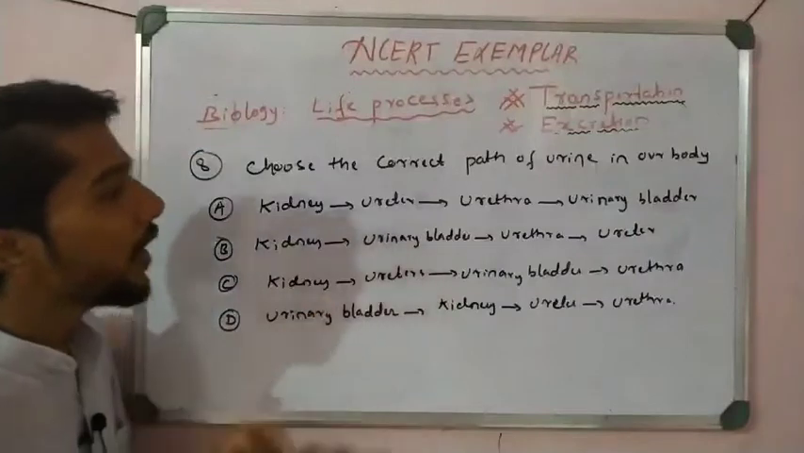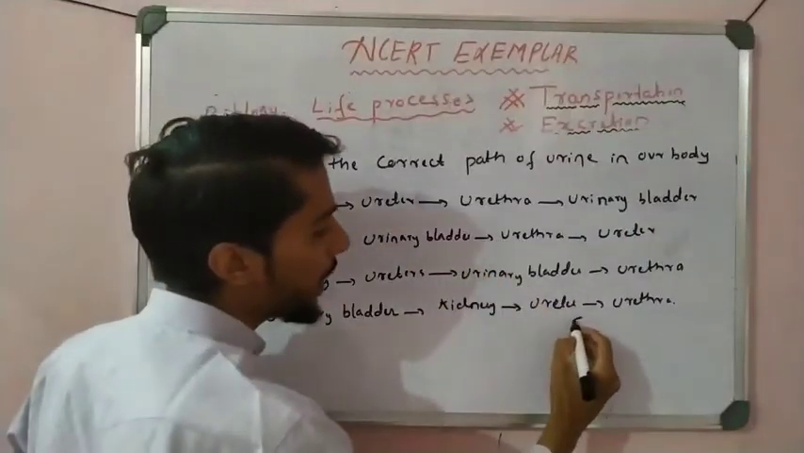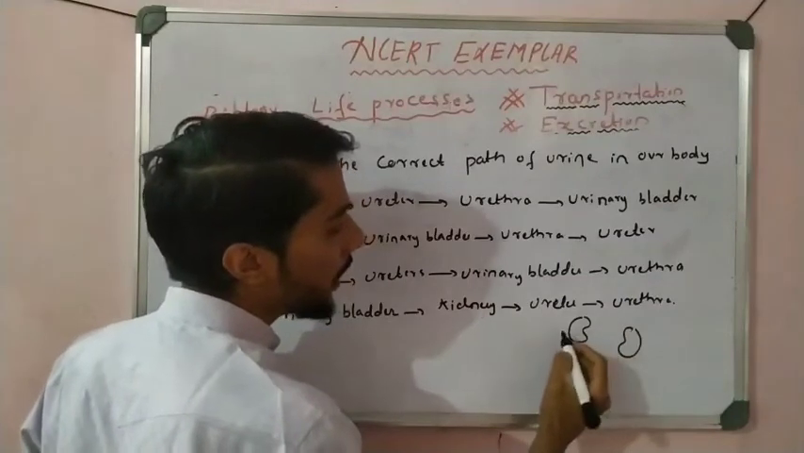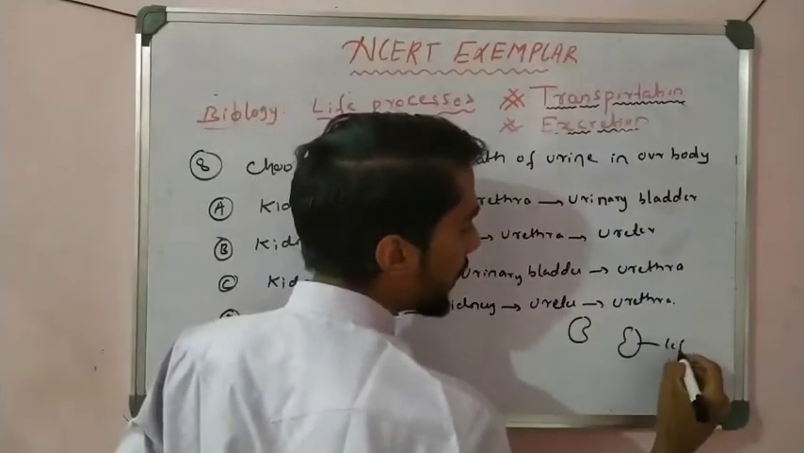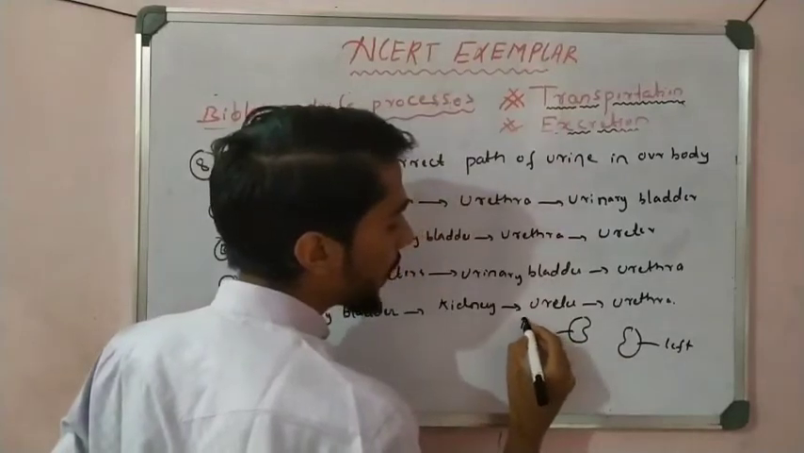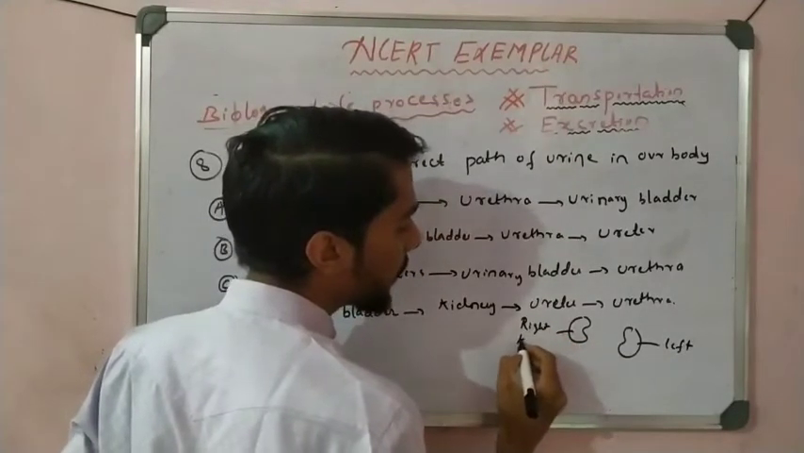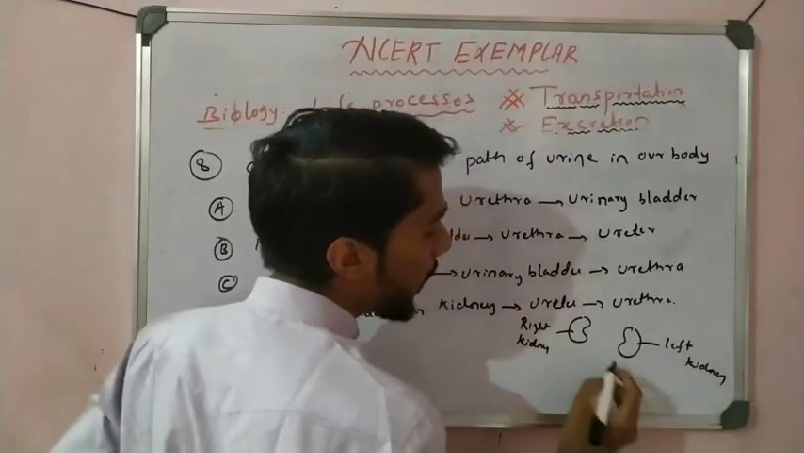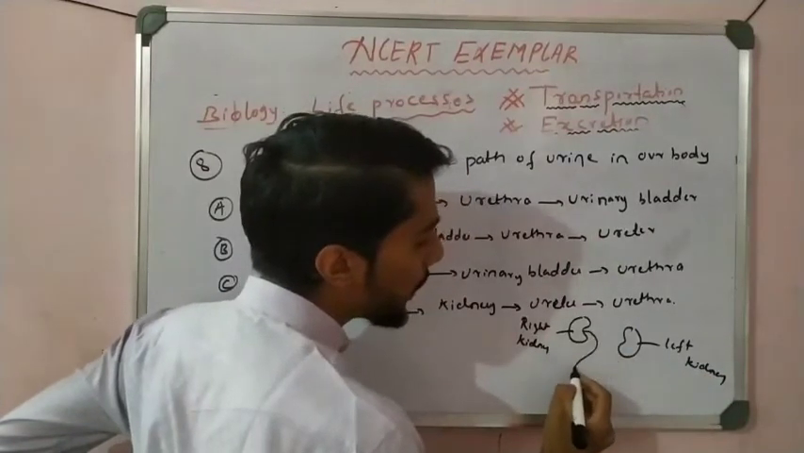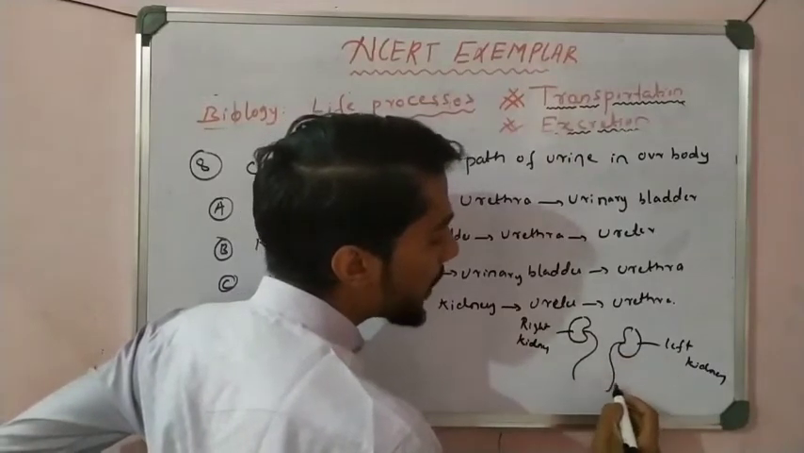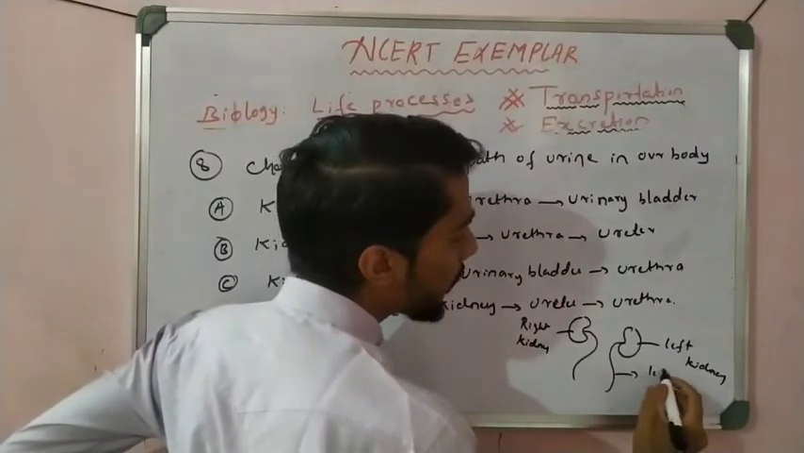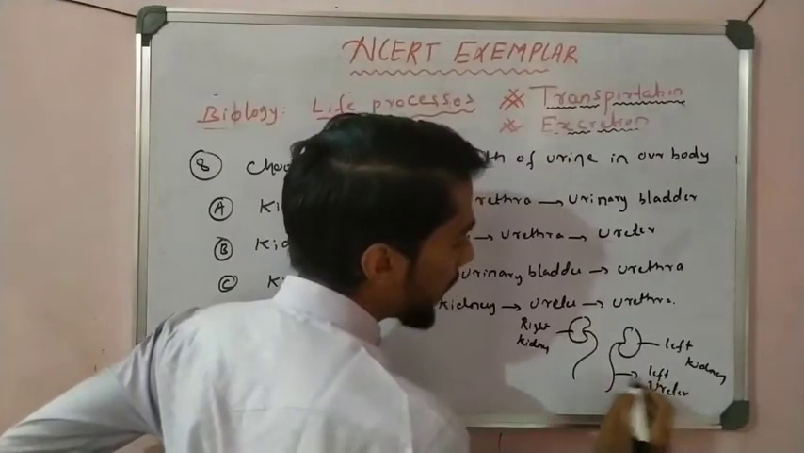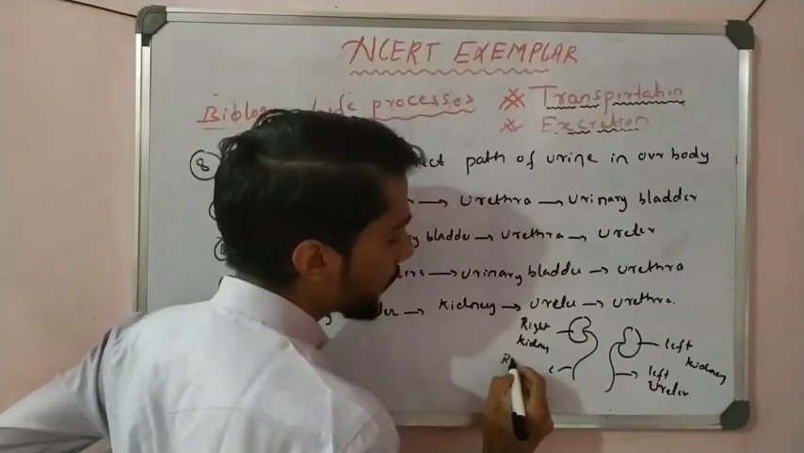So let us see, I can draw a rough diagram here. First I take the kidney. We know that it is a pair of left and right kidneys. So this is a left kidney, and this is a right kidney. And after that we observe that a pipe is coming here as a pair, and that pair is called the left ureter and the right ureter.